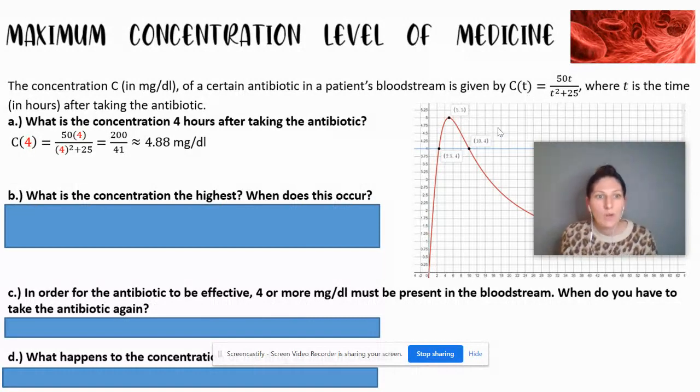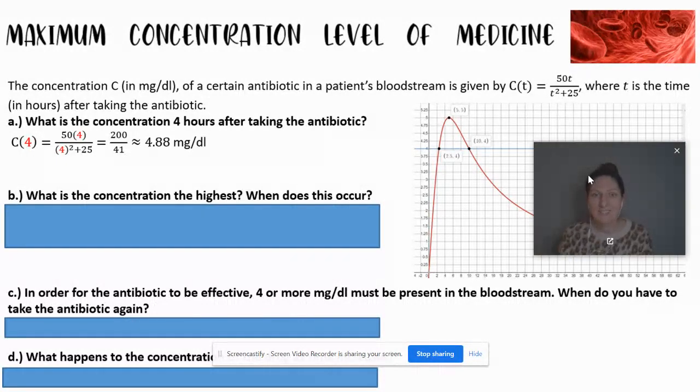For part A, what is the concentration 4 hours after taking the antibiotic? So all you want to do is plug in 4. Just be careful, like I said in the last problem, I recommend you simplify the numerator, simplify the denominator, and then divide it out. So after 4 hours, you have approximately 4.88 milligrams per deciliter in your bloodstream.